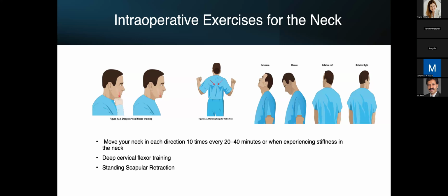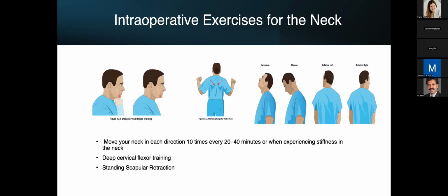Some intraoperative exercises for your neck. You can use the deep cervical flexor training. So you move your neck in each direction 10 times every 20 to 40 minutes, or when experiencing stiffness in the neck. And these are just extension, flexion. You rotate it to the left, you rotate it to the right. Just try to get your muscles moving because you want to try to avoid that muscle soreness and stiffness.